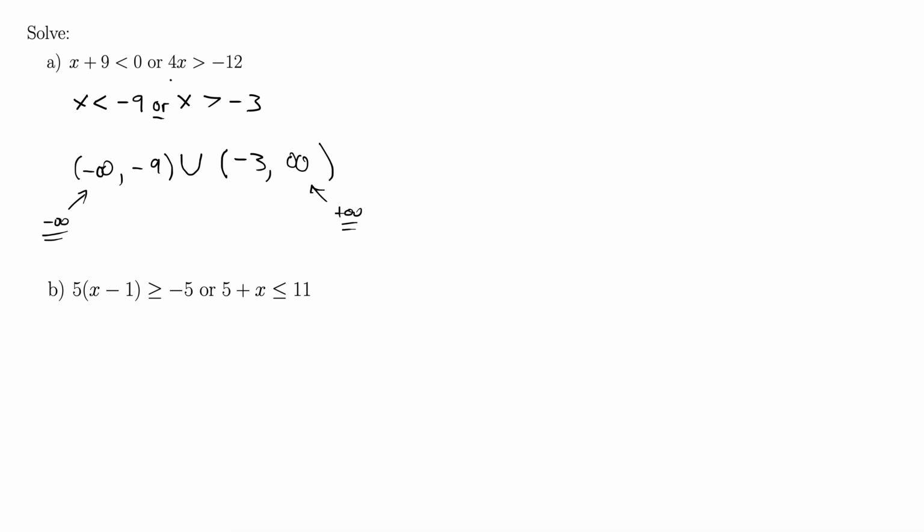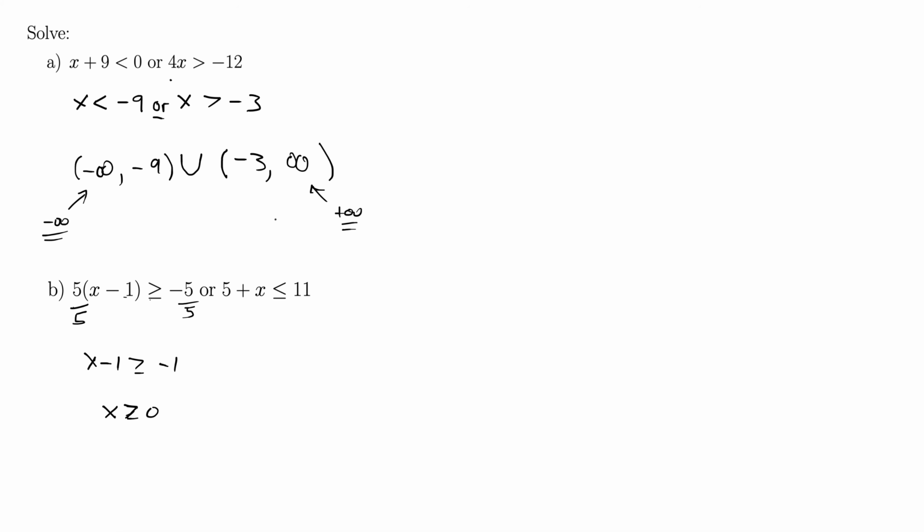For b, we have 5(x - 1) ≥ -5, or 5 + x ≤ 11. Let's approach this one in pieces as well. If we look at this left-hand piece here, we could distribute this 5 through. That's one way to do it. We could also just divide both sides by 5 right here. That leaves us with x - 1 ≥ -1, and then we simply add 1 to both sides, giving us x ≥ 0.